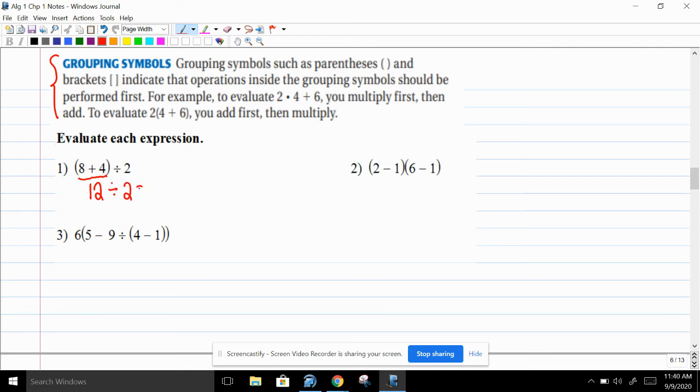12 divided by 2 would give me a 6. So that's pretty straightforward there. So the answer to number 1 is 6. Okay. Number 2, we got 2 sets of parentheses. So you're going to handle them separately.